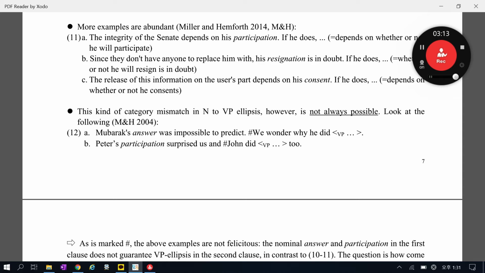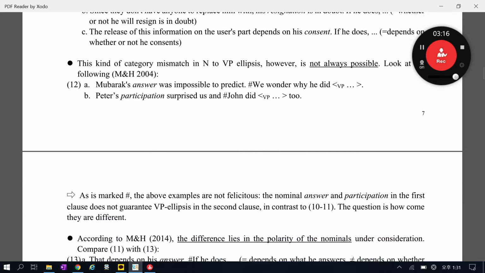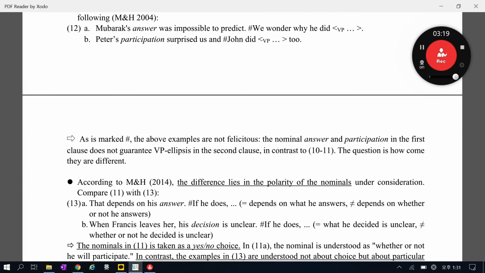As was pointed out by Miller and Hofmeister 2014, in the examples in 12, Mubarak's answer was impossible to predict. We wonder why he did. Depending on the different interpretations, 12a can be good or can be illicit, as is marked by the pound mark. The above examples are not felicitous. The nominal answer and participation in the first clause does not guarantee a VP ellipsis in the second clause, in contrast to 10 and 11.